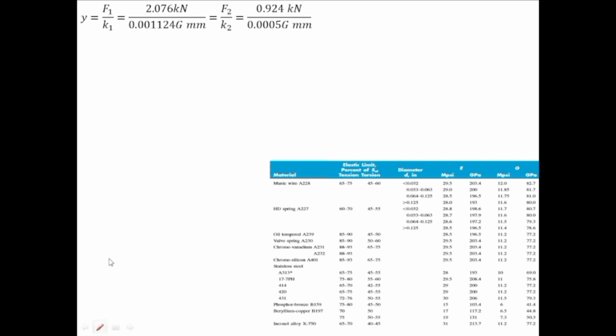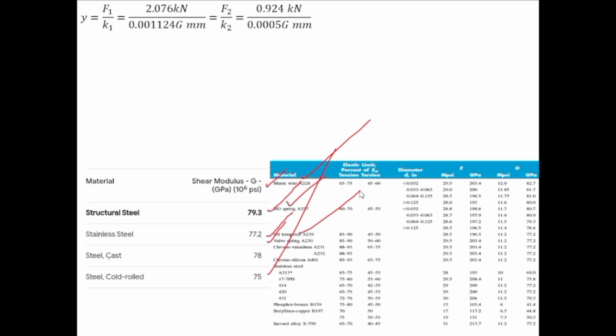In the problem you are given that the spring is made of steel, and this music wire is steel, this hard drawn wire is steel, in fact all of them are steel. So you can take any type from this table, but here I have taken the value of G from the net. I will take structural steel, and the value of G for it is 79.3 gigapascal. So I will take this value and put it over here.